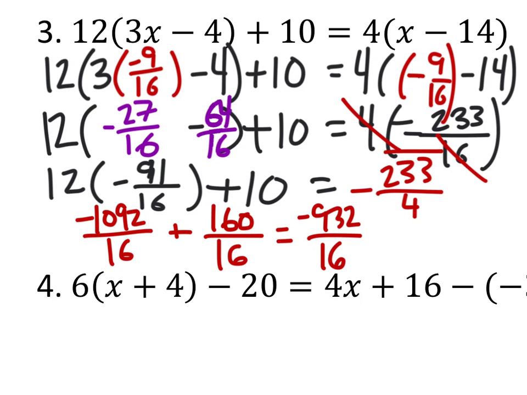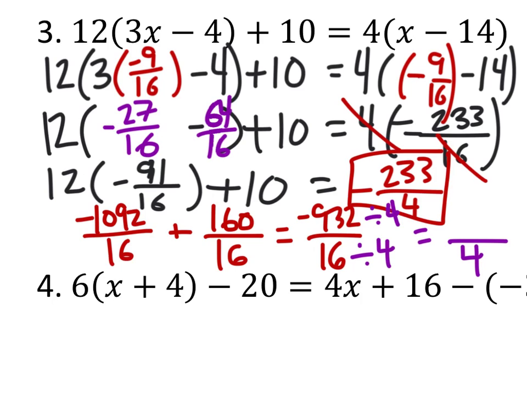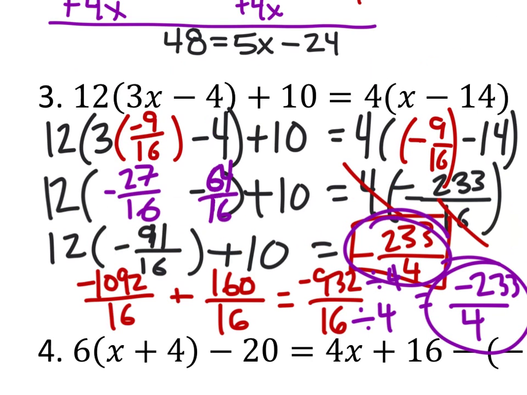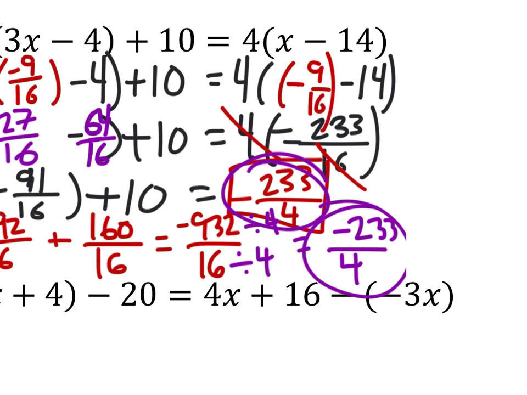Now this needs to equal this negative 233 over 4. So we should be able to simplify this by 4, is what it looks like. Again, you can use your calculator to do this. You have a denominator 4 and the numerator of negative 233. So these are the same, which means that we did our work correct, and we could justifiably write that x equals negative 9/16.